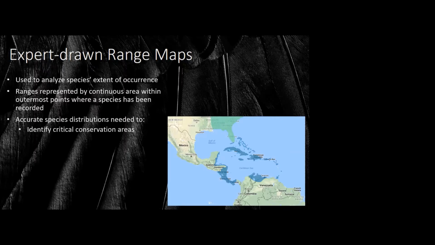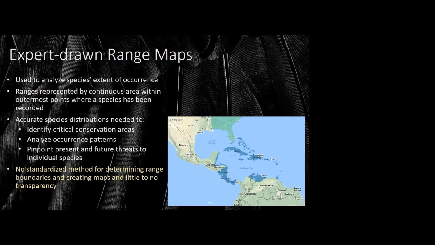And a lot of scientific journals, a lot of peer-reviewed articles and research still rely on these expert-drawn maps in order to create a baseline of where species are found and when. And these accurate species distributions are needed to identify critical conservation areas, to see when and how birds are occupying different areas, and to pinpoint what are current threats and what might be threats in the future of different species.